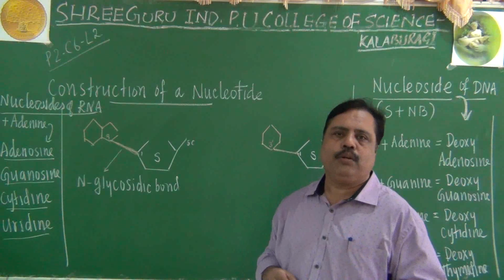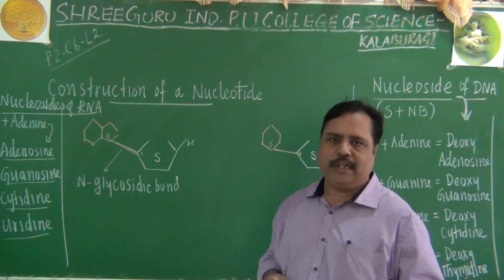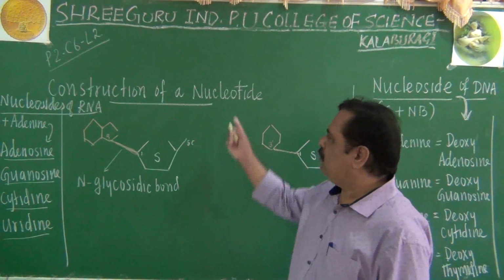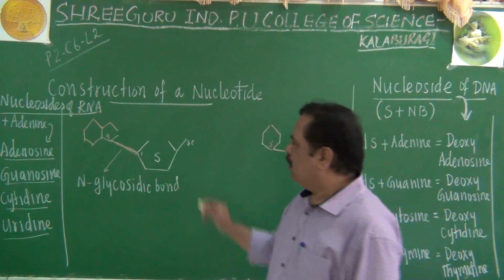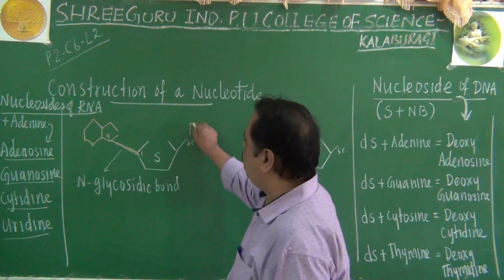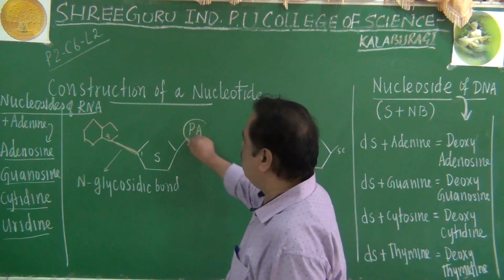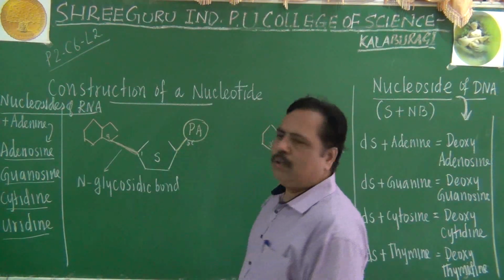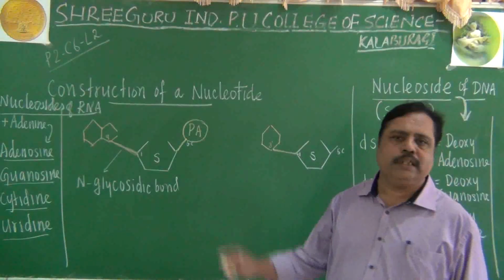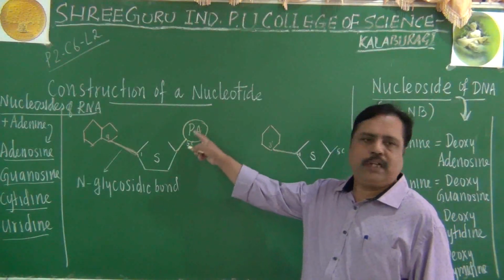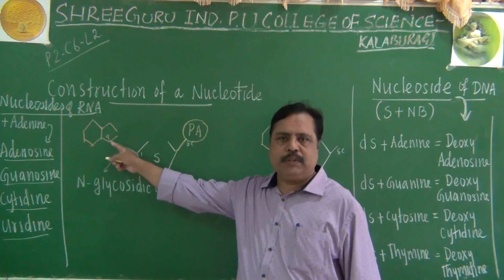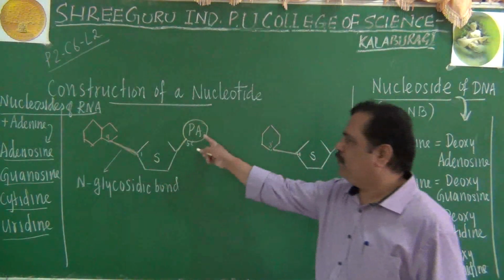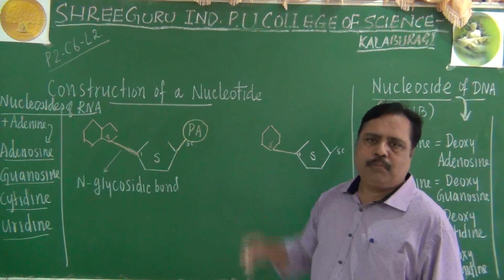What is a nucleotide made up of? Phosphoric acid. Sir, where will we combine phosphoric acid? Please listen. Phosphoric acid will be found at the 5th carbon atom of the sugar molecule. The first carbon atom combines with the nitrogen base, and the 5th carbon atom combines with phosphoric acid.